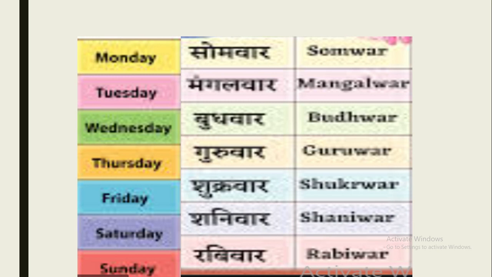Ravivar, Somavar, Mangalvar, Budhavar, Guruvar, Shukravar, Shanivar. Repeat these words five times and you will get them. Everything will be stored in memory. Now if I ask you to tell the days of the week in Hindi, what will you say? Sunday, Ravivar. Monday, Somavar. Tuesday, Mangalvar. Wednesday, Budhavar. Thursday, Guruvar. Friday, Shukravar. Saturday, Shanivar. And Sunday is Ravivar, you know.